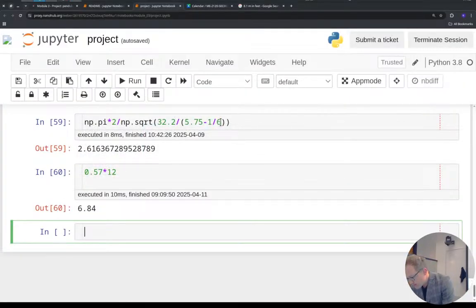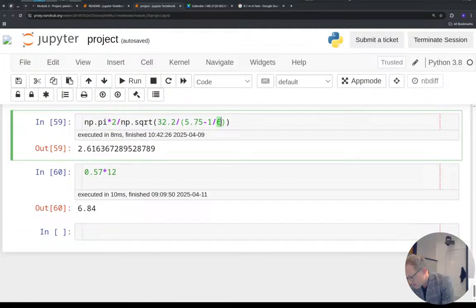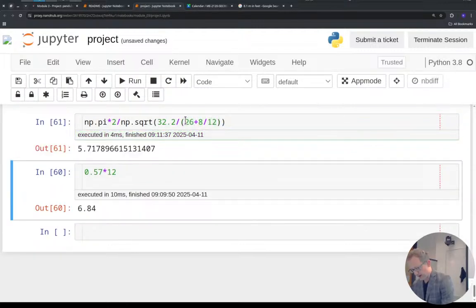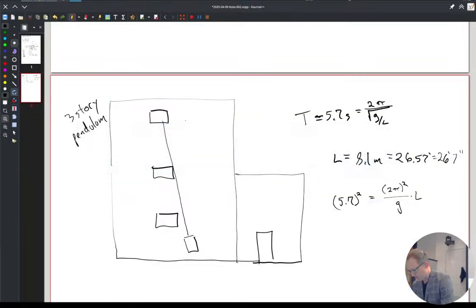Yeah, 26 plus. 5.717, and we got 5.7. So within 17 milliseconds. I'll take it.